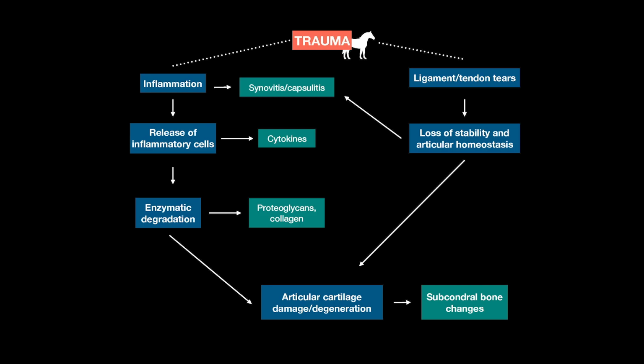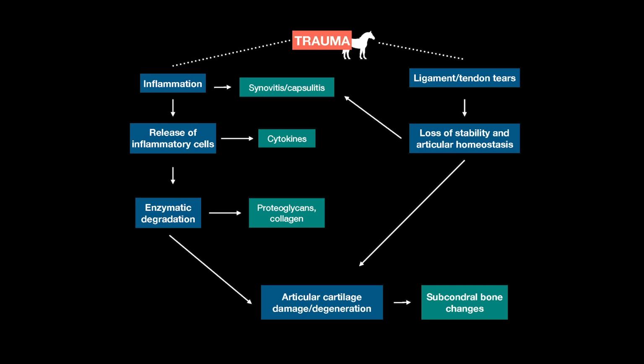The basic reason we have a joint disease or a problem with a joint is because the joint loses its balance. Let's think about a horse that has a trauma that can be caused by a laceration, by a soft tissue disruption, or just a repetitive trauma that is generated every time the horse jumps or runs, especially in high-performance horses.